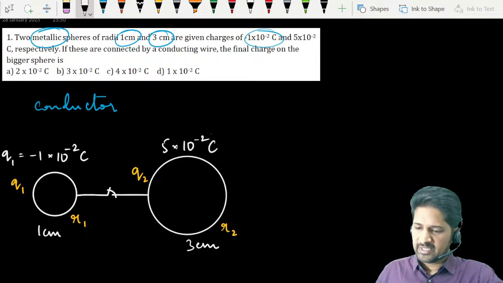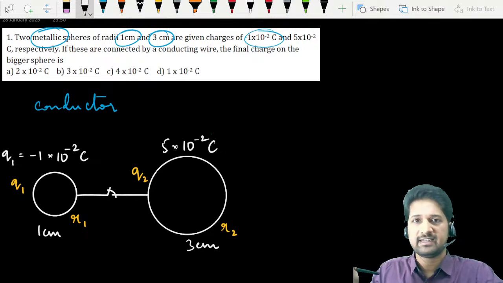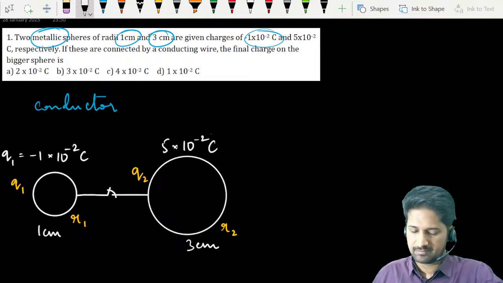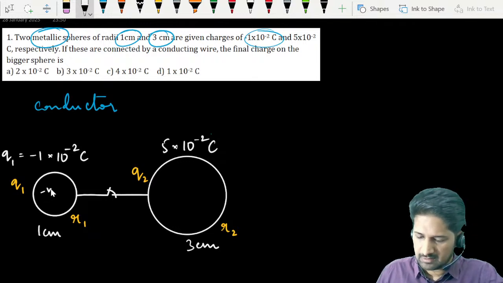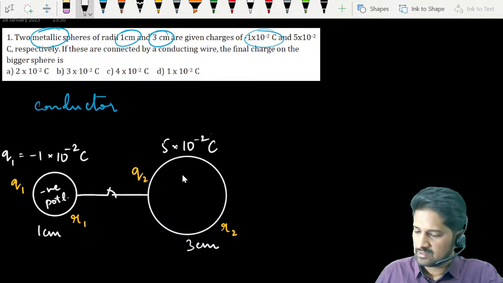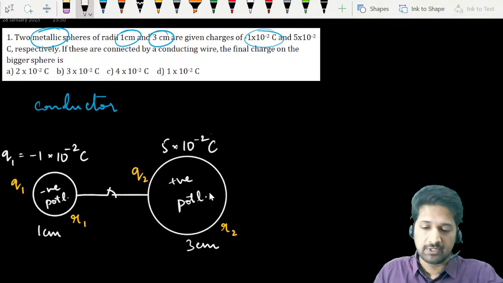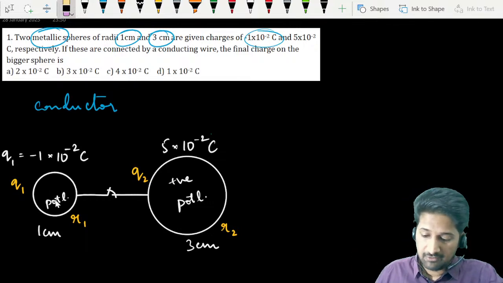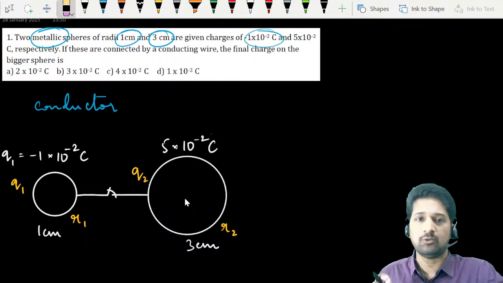Basically, charge flows from one place to another whenever there is an electric field, and if there is an electric field, there is a potential difference. Now in this question clearly one charge is negative and one charge is positive. So one sphere is at negative potential and the other sphere is at positive potential. So there is definitely a potential difference between these two spheres, and if there is a potential difference, there will be some transfer of charges. And till when will the charges be exchanged? Till the potentials of both the spheres become equal.